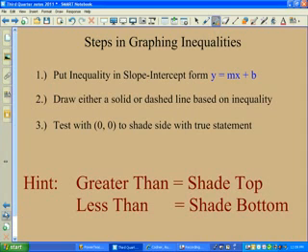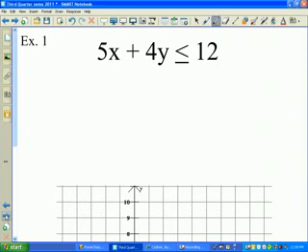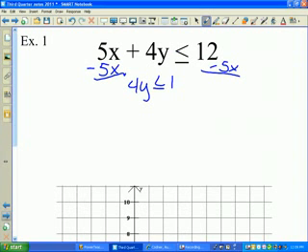So let's look at a couple examples. Remember, if I'm going too fast, you can always pause it. So example 1: 5x + 4y is less than or equal to 12. First things first, I need to solve this for y. So I would subtract 5x on both sides, and I will get 4y is less than or equal to 12 minus 5x.